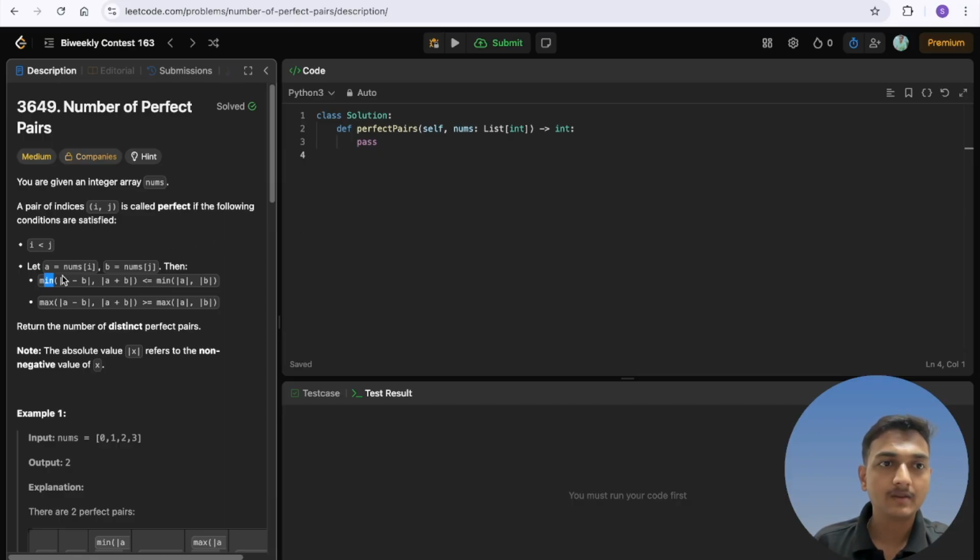What minimum? We need to basically take the difference of the elements, we need to take the addition of the elements, and take the minimum of it. This minimum should be less than or equal to the minimum of the individual absolute values of a and b. And the maximum of their absolute difference and absolute sum should be greater than or equal to the maximum of the absolute values of a and b.